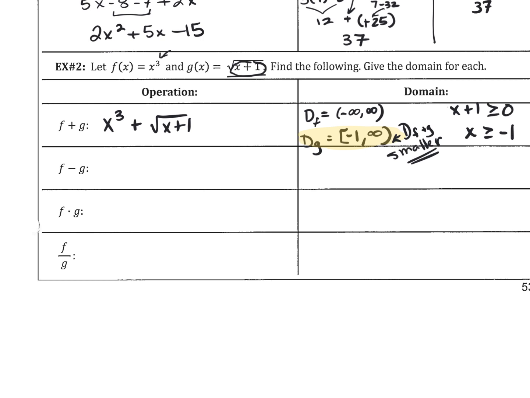Let's do f minus g. F minus g is going to be what? X cubed what? Minus square root of x plus 1. Are the domain and range going to change at all? It's not, is it? So what's the domain of f minus g going to be?